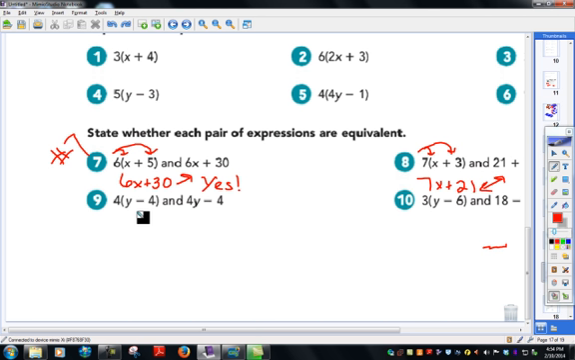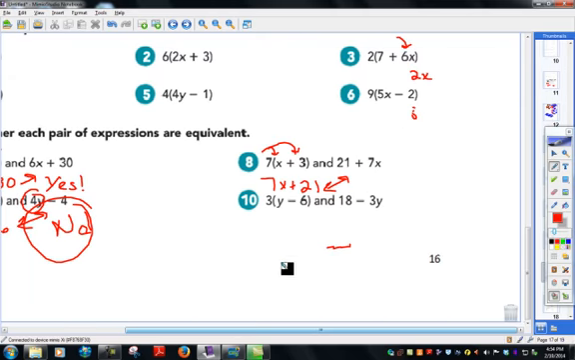Okay, here we go. Let's go ahead and expand this. So here we go. 4 times y is 4y minus 16. Are those the same? No, obviously not, because the coefficient's the same, the variable's the same, that term's the same, but this is subtracting 4, where you actually are subtracting 16. Okay, here we have 3y minus 18. I'm just doing 3 times y and 3 times 6.